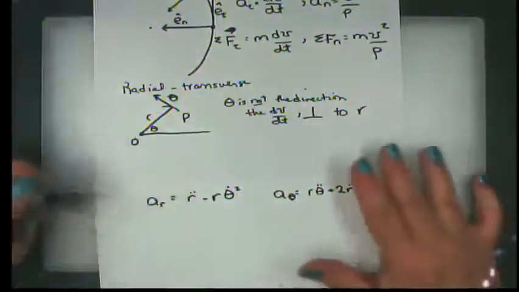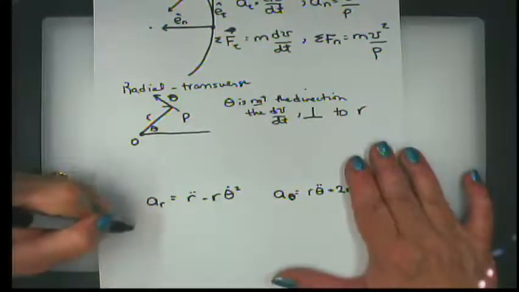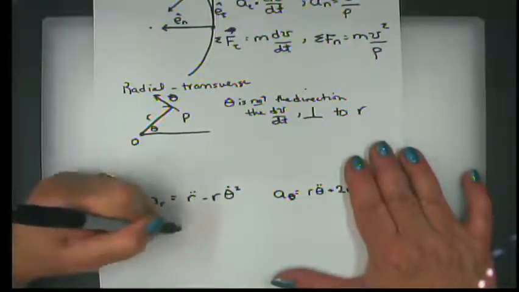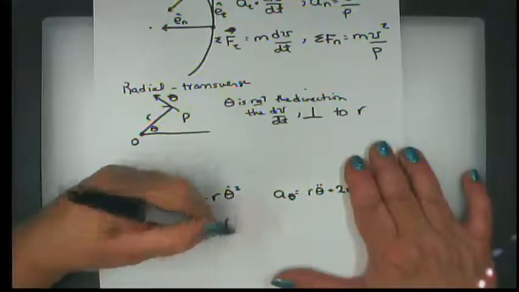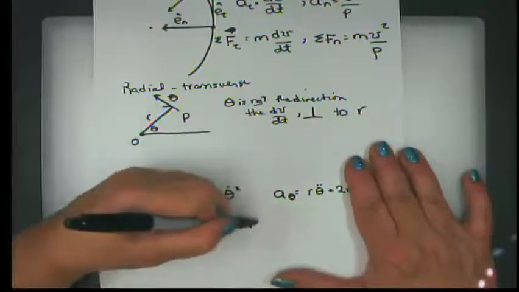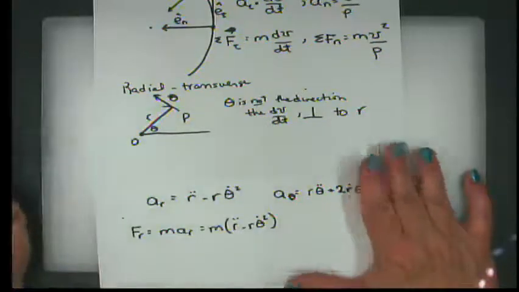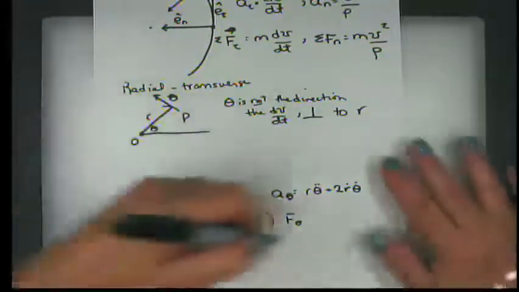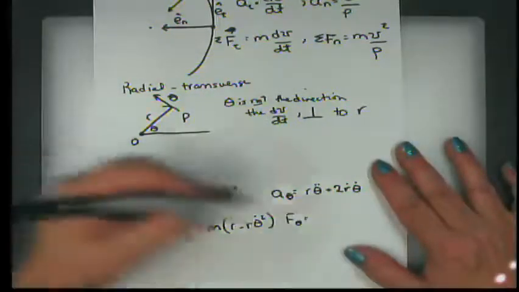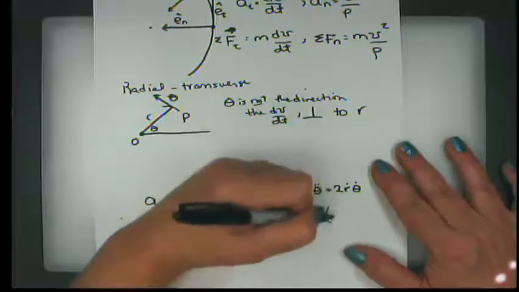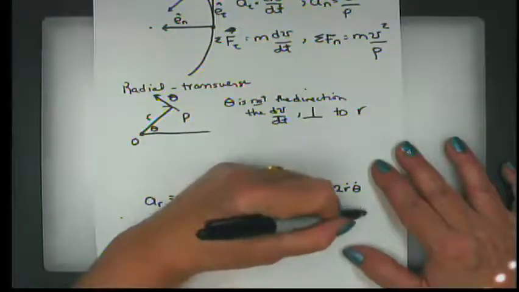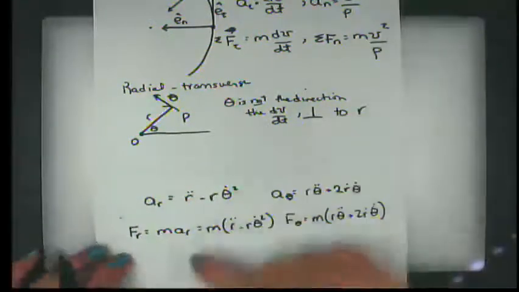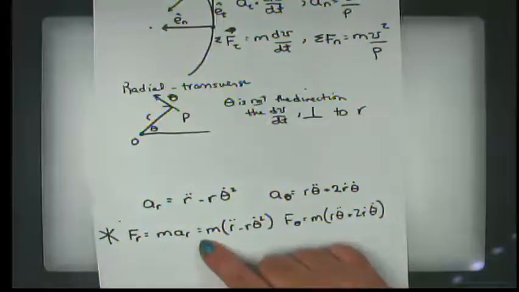Okay, so if we combine that, we can then say force in the radial direction is going to equal mass times acceleration in the radial direction, or mass times r double dot minus r theta dot squared. And that force in the theta direction is equal to m a theta, or m times the quantity r theta double dot plus 2 r dot theta dot. Right? So these are the equations that you'll use.